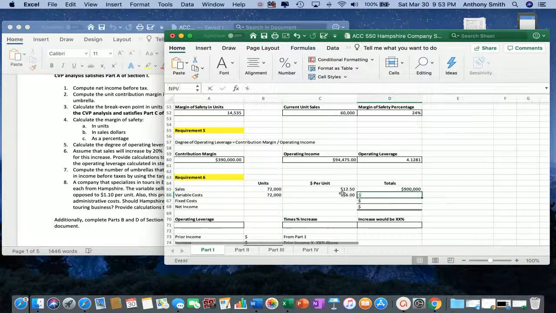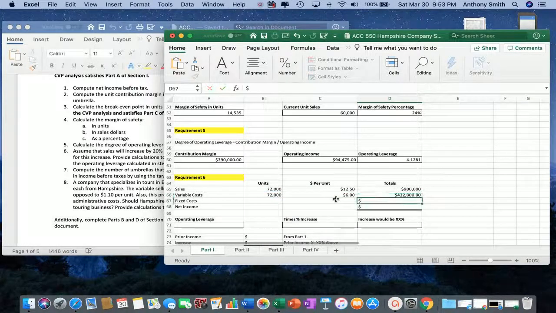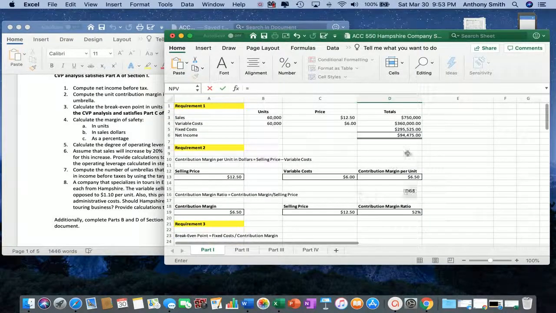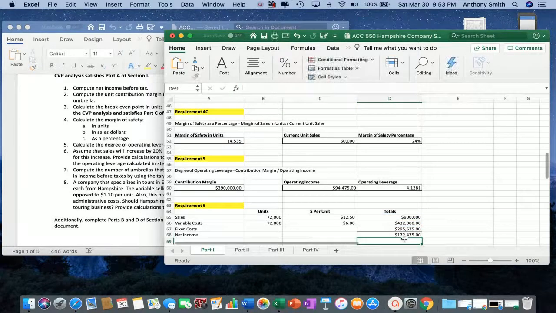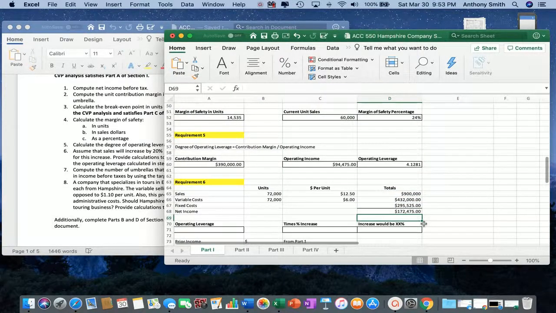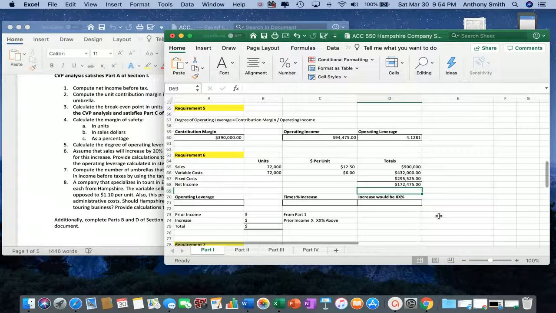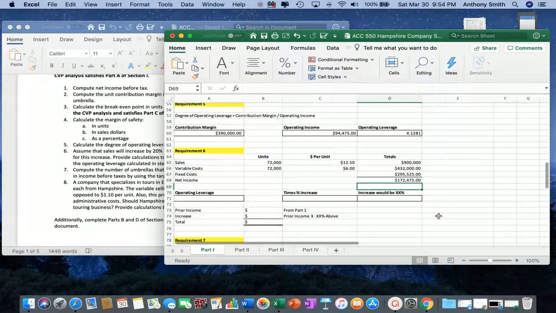Boom, 900,000. Our variable cost, boom, 432. Now our fixed costs are fixed, right? They shouldn't change. And our net income is the same calculation as requirement 1. Sales minus variable cost minus fixed cost gives us our new net income. So if we sold 72,000 pieces, so another 12,000 pieces, would make 172,475 instead of the 94,000 we did above, right?